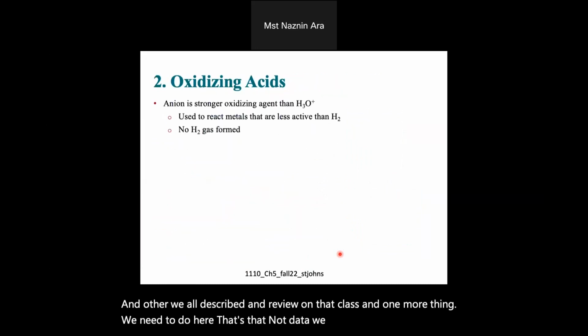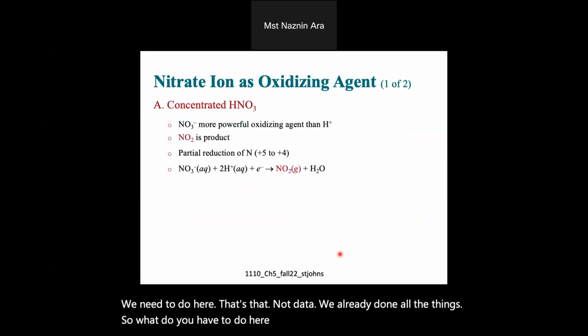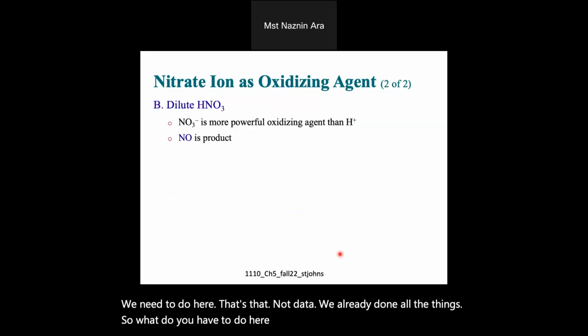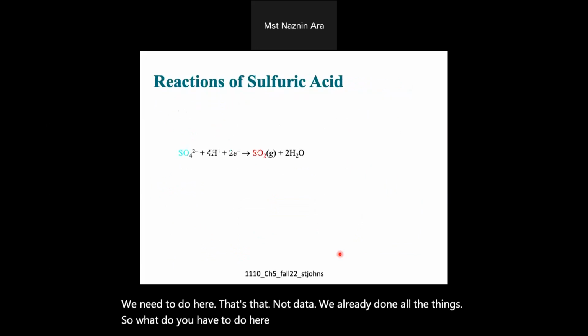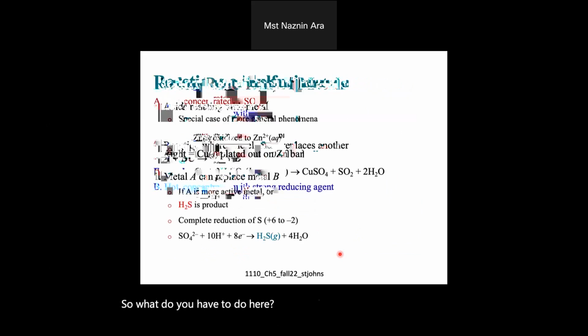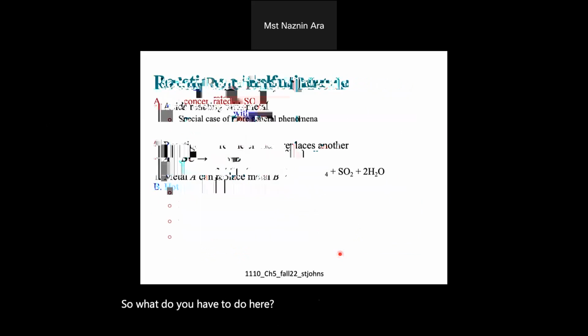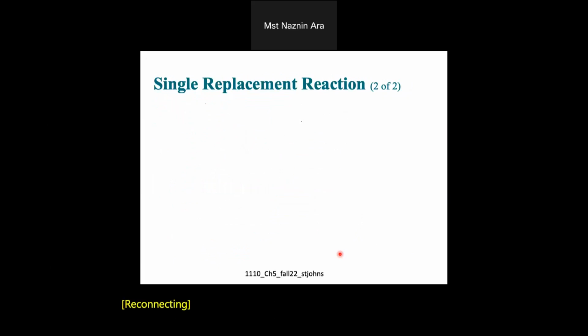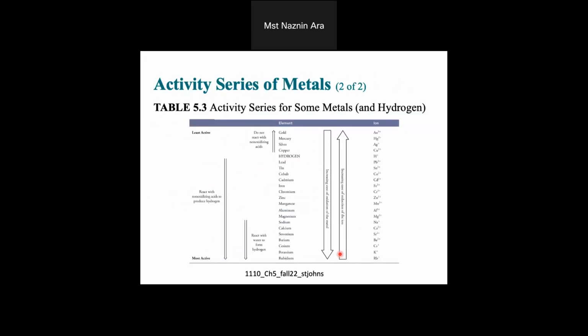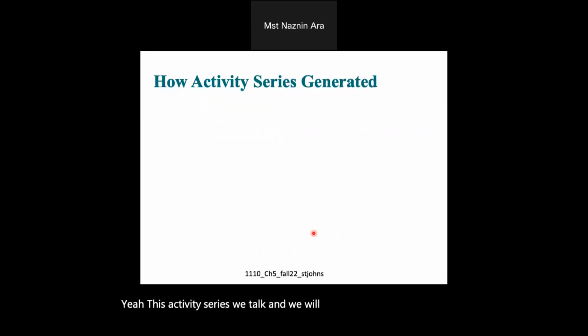So what we have to do here, according to our learning goal, one more thing we have to do: redox reaction, titration. Yeah, this activity series, we talked about and we will talk more about later.